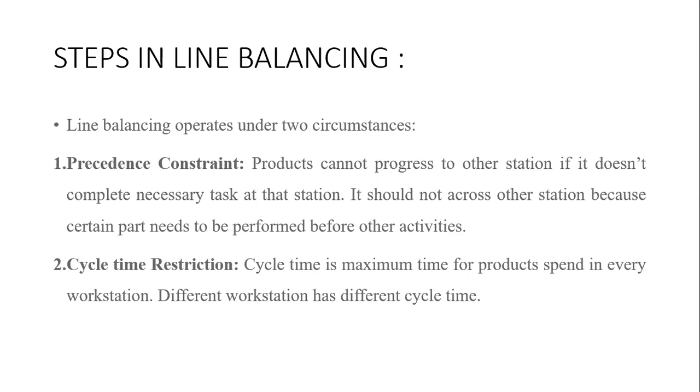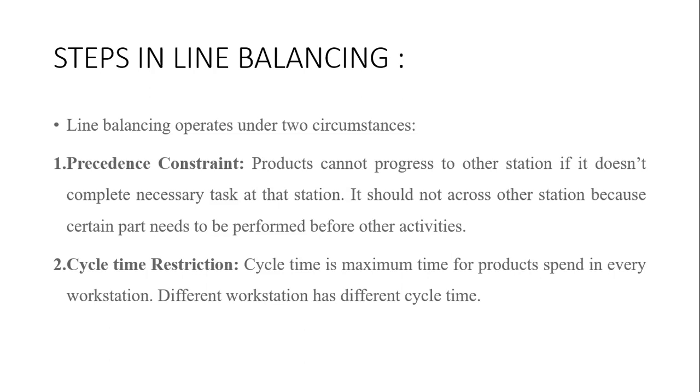What are the basic steps carried out in the assembly line balancing problem? There are two different circumstances in assembly line balancing. One is arranging the job activity numbers as per the precedence constraint. A product cannot progress to the next assembly line station if it does not complete the necessary task in that particular station. It should not skip to another station because certain parts need to be performed in the specific assembly line. So without that, we cannot bypass the task number to the next neighboring assembly line station. Every task has to be executed in an orderly manner without violating the precedence relationship. That we will see in the case study with a diagrammatic illustration, a U-type assembly line balancing problem following the precedence constraint matrix. Next one, cycle time restriction.